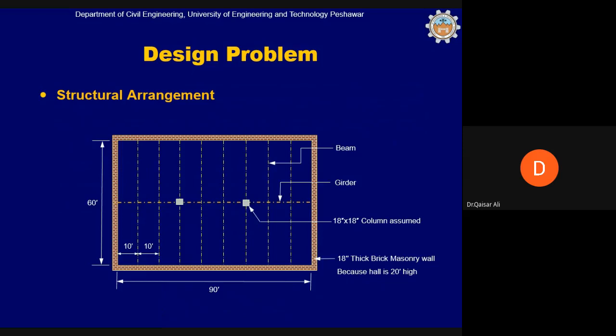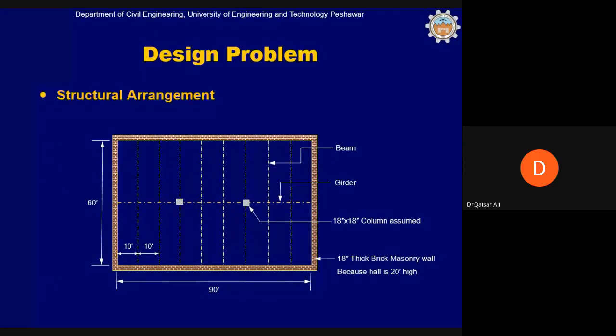If you remember the previous 2 cases, in the first case, in the 90 by 60 feet hall, all the beams and slab were supported on brick masonry walls. And then in the second option, the columns were provided under every beam on both sides, and the walls were acting just like non-load bearing walls.